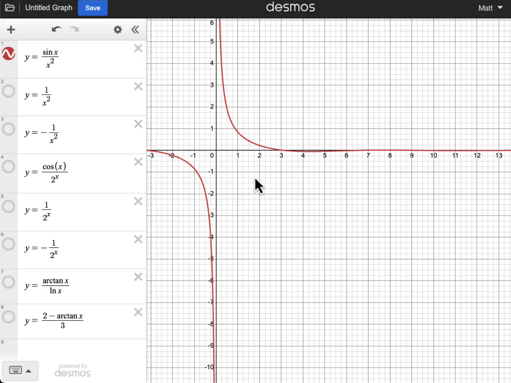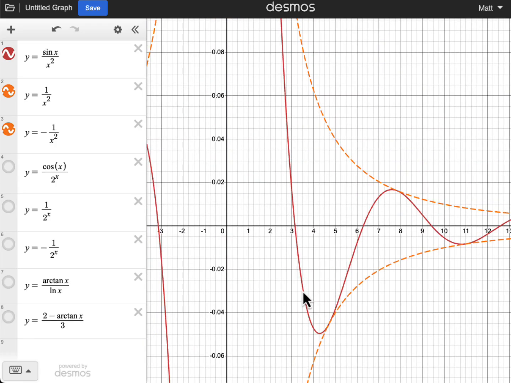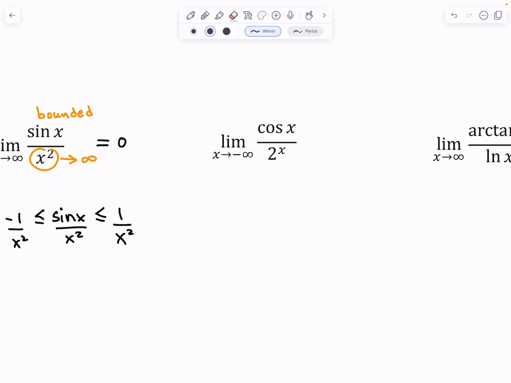Here's a graph of sine of x over x squared. I'm going to reveal a graph of y equals 1 over x squared and another graph of y equals -1 over x squared, and then change my viewing window a little bit. Notice that our graph that's oscillating is always bounded between these dashed curves. But as we go off to the right, the dashed curves themselves approach 0, forcing the red function to get closer to 0.